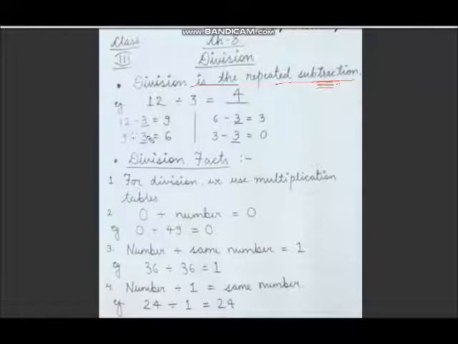So, we will start subtracting 3 from the numbers. First, we will subtract this 3 from 12 only. So, 12 minus 3 is 9. Then, again we will subtract this 3 from this 9. So, 9 minus 3 is 6. Now, there is 6. So, we will subtract this 3 from this 6. So, 6 minus 3 is 3.